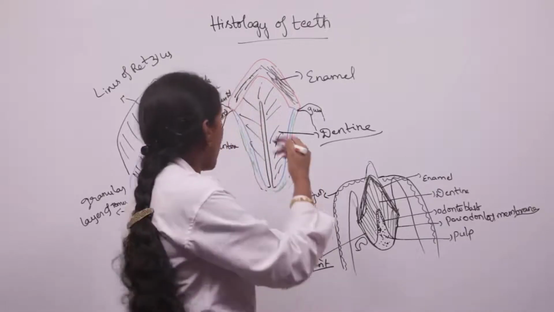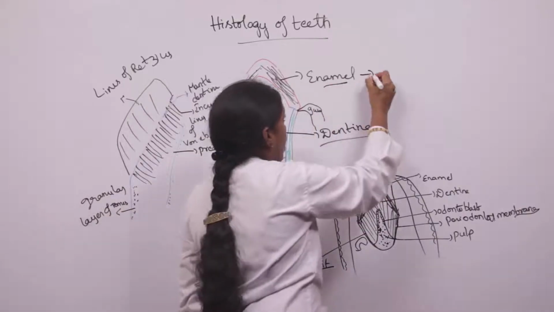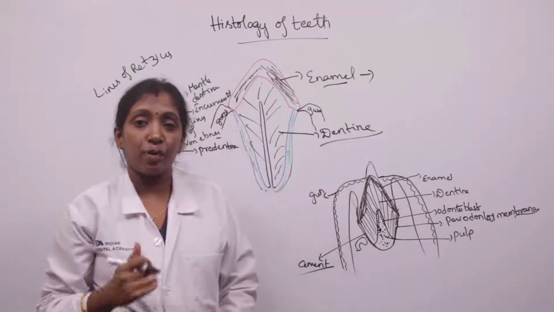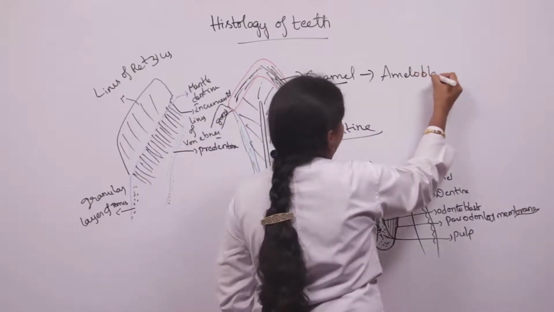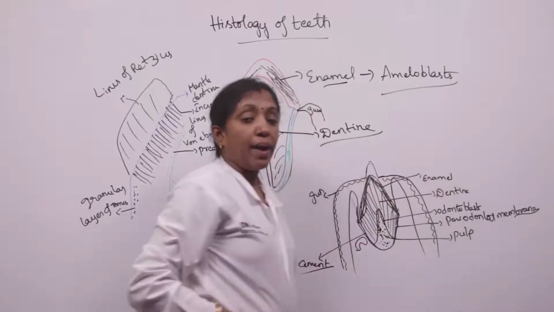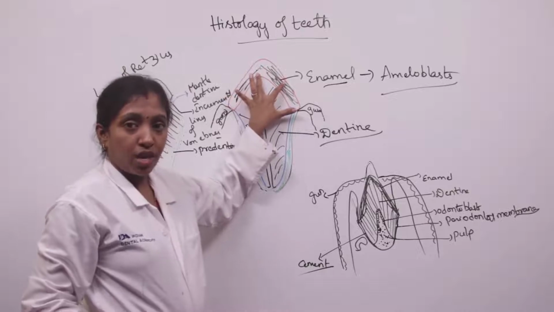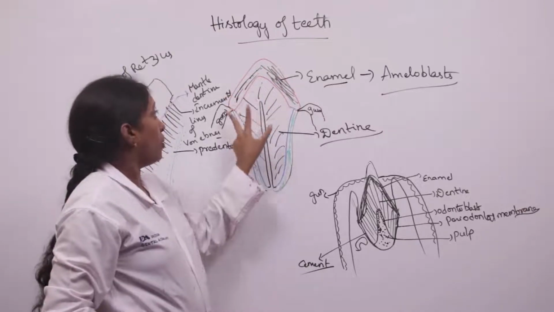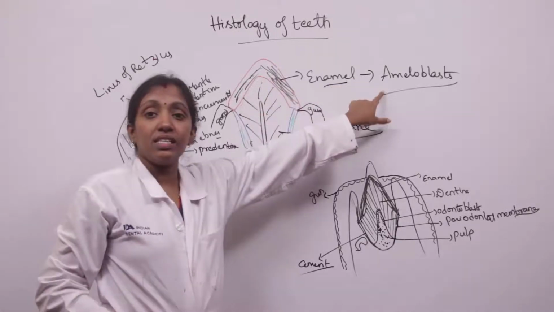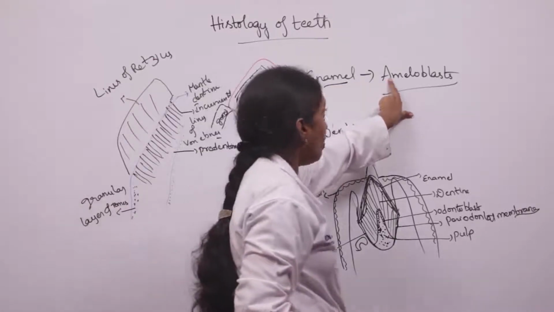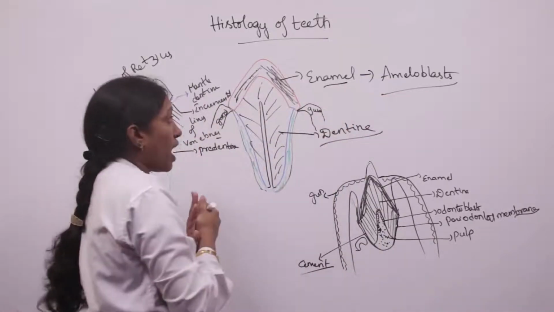This enamel is developed by a layer of cells called ameloblasts. These ameloblasts form the hardest substance over the dentine. Above the gums, the crown is covered by enamel, and this enamel is formed by ameloblast cells. Coming to the microscopic section of enamel, we know that these ameloblast cells form the enamel similar to the formation of bone.